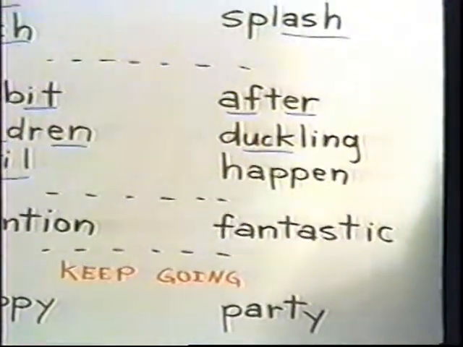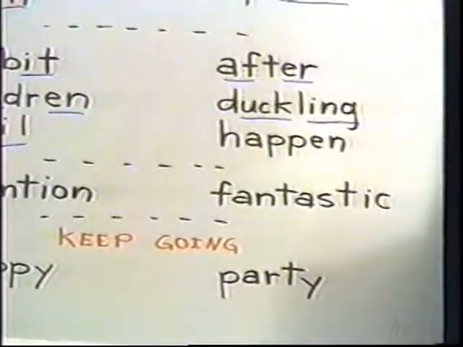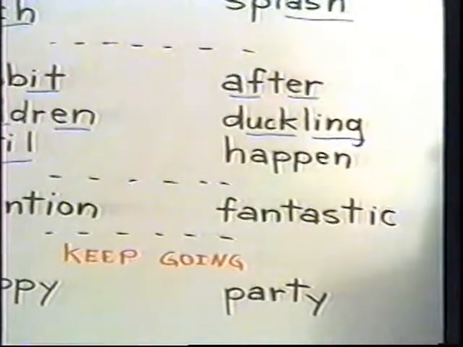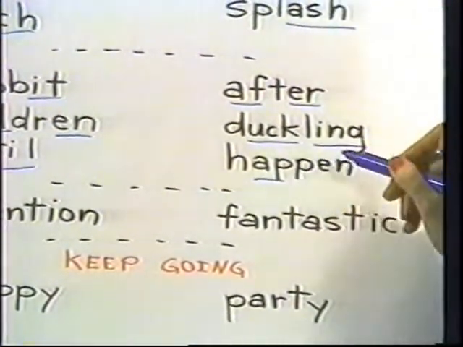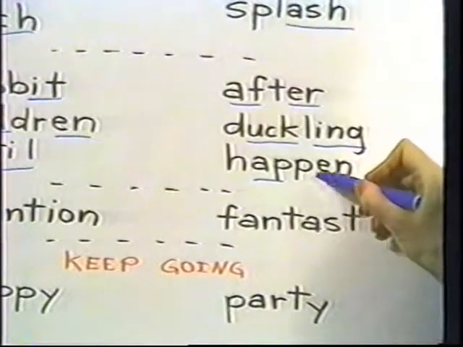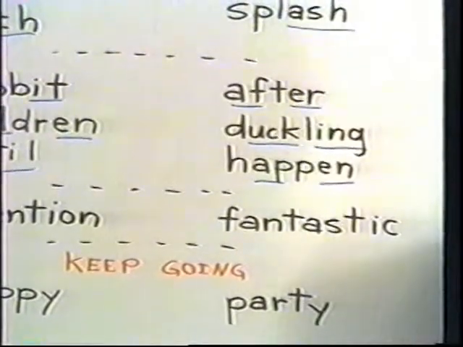Underline UCK. What's the family? Uck. Add D. Duck. Underline ING. What's the family? Ing. Add L. Ling. What's the word? Duckling. Underline AP. What's the family? App. Add H. Hap. Underline EN. What's the family? N. Add P. Pen. What's the word? Happen.